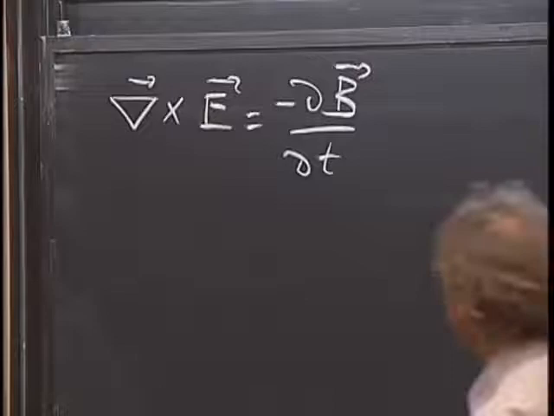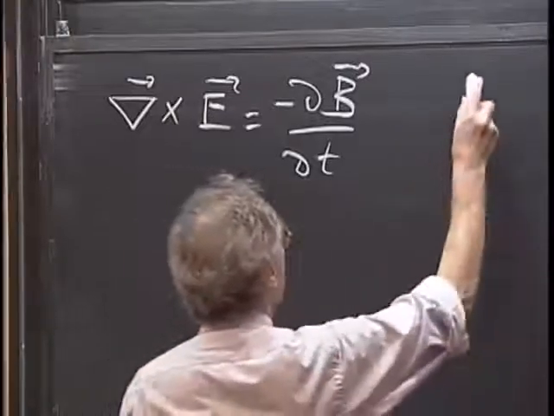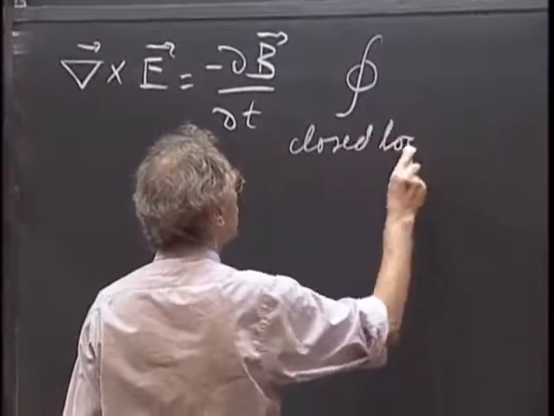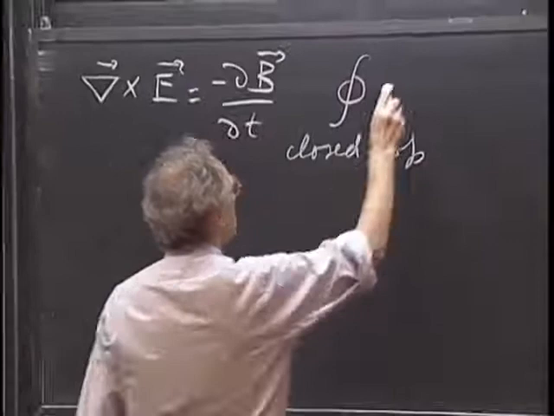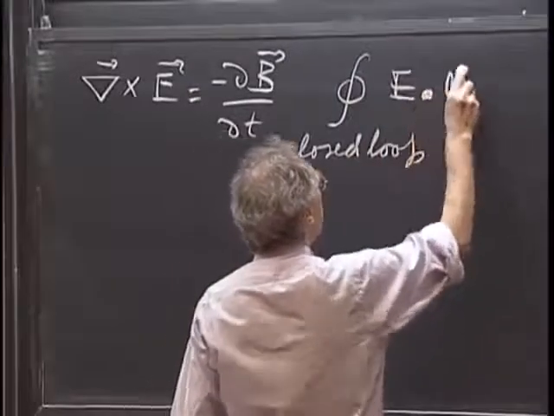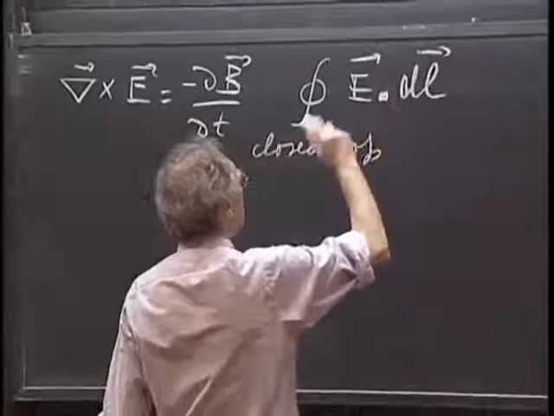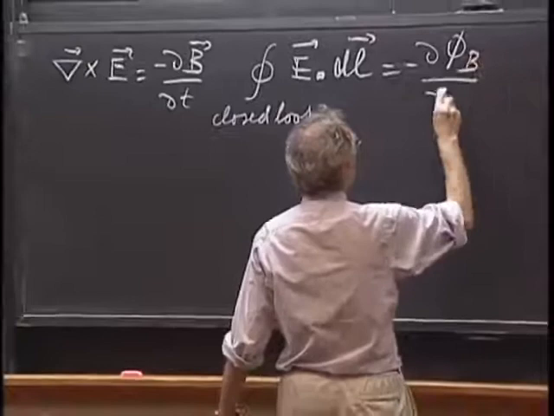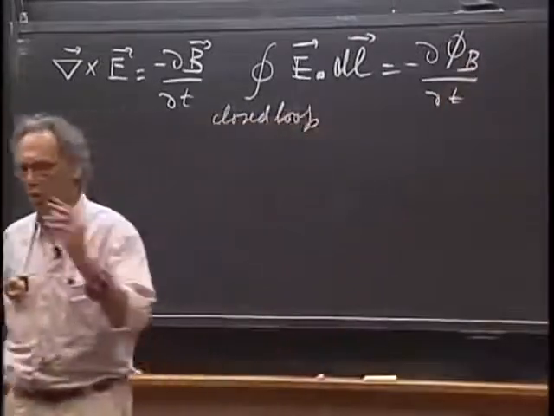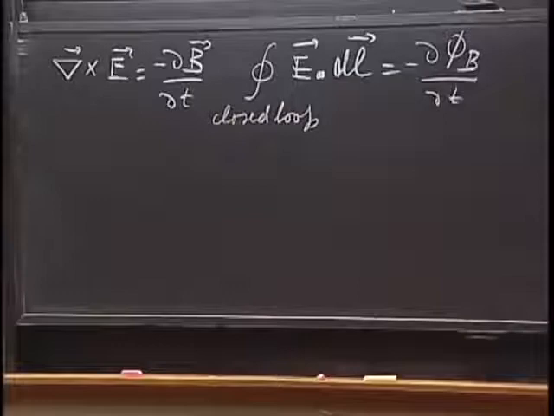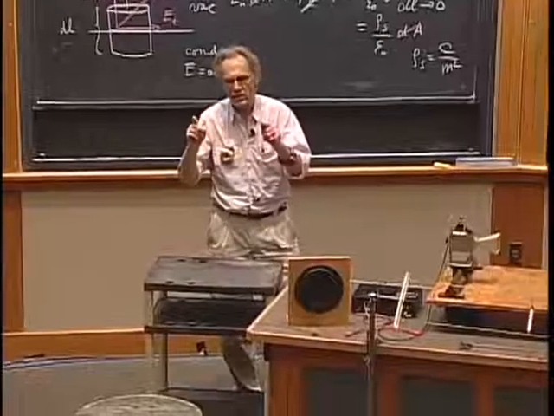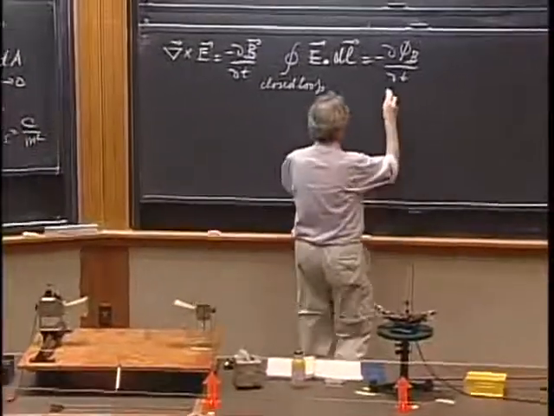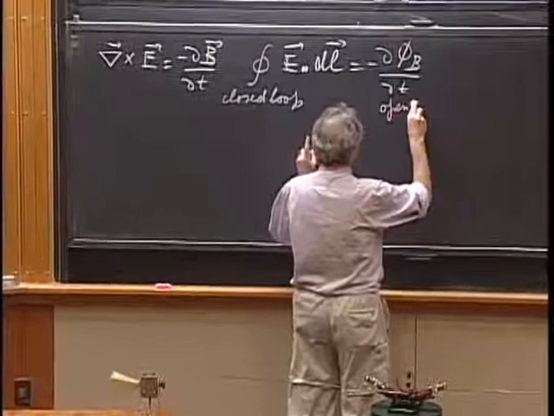And I'm going to write this in integral form, because you're probably used to that. This is a closed loop now. Any closed loop that you may choose of E dot dl, is a dot product, it's a line integral, equals minus d phi B dt. And this is a magnetic flux that goes through the surface that you attached to that closed loop. It is an open surface. Any surface that you may choose is fine.